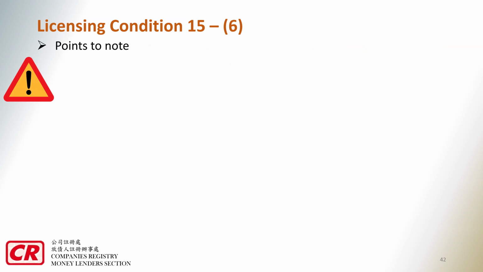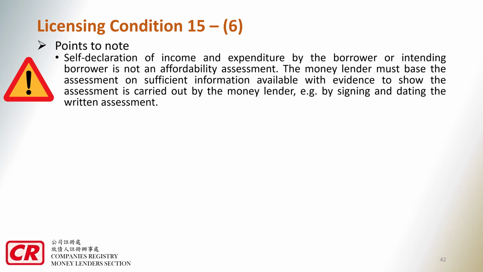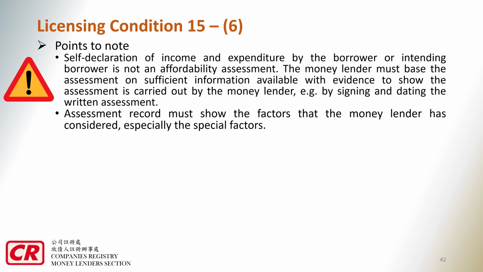And for licensing condition 15, there are also a few points for you to pay attention to. The first one is that the self-declaration of income and expenditure by the borrower or intending borrower is not an affordability assessment. The moneylender must base the assessment on sufficient information available, with evidence to show the assessment is carried out by the moneylender, for example, by signing and dating the written assessment. And the assessment record must show the factors that the moneylender has considered, especially the special factors.